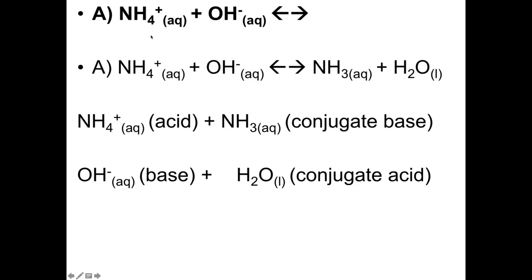So for A, we have NH4 plus and OH minus. NH4 plus is the acid. So when this loses that hydrogen, NH3 will be the conjugate base. OH minus is going to be the base, and when it reforms into water, that's going to be the conjugate acid.